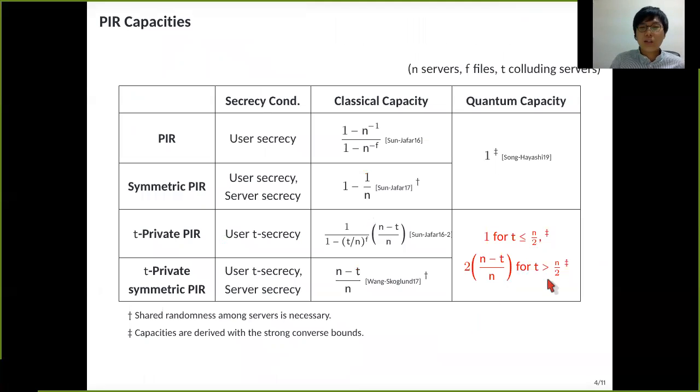Here is the table of our results and the classical capacities. The red one is our result. We derived the T-private QPIR capacity and the T-private symmetric QPIR capacity. Here symmetric means that we also consider the server secrecy, and we derive that our capacity result is greater than this classical result. In the remainder of this talk, I will explain how we can prove this.